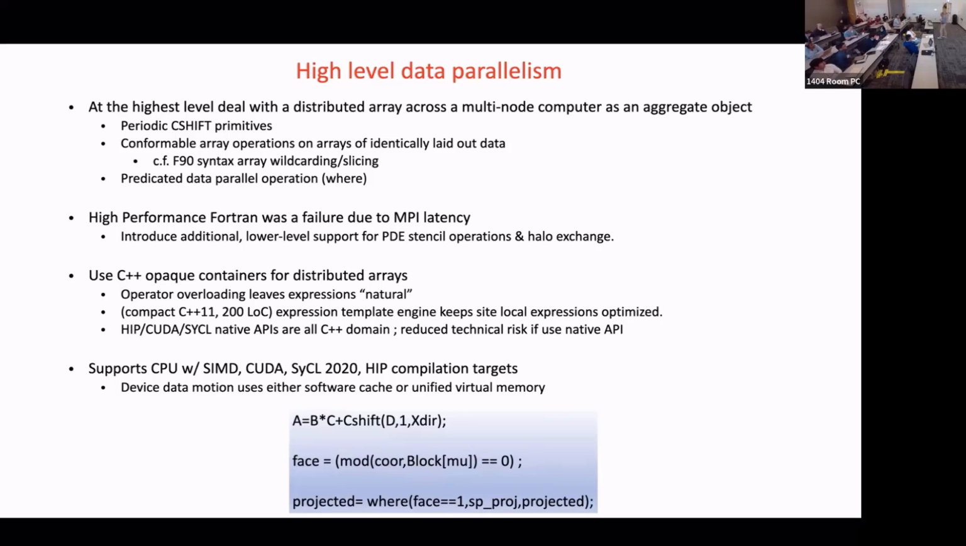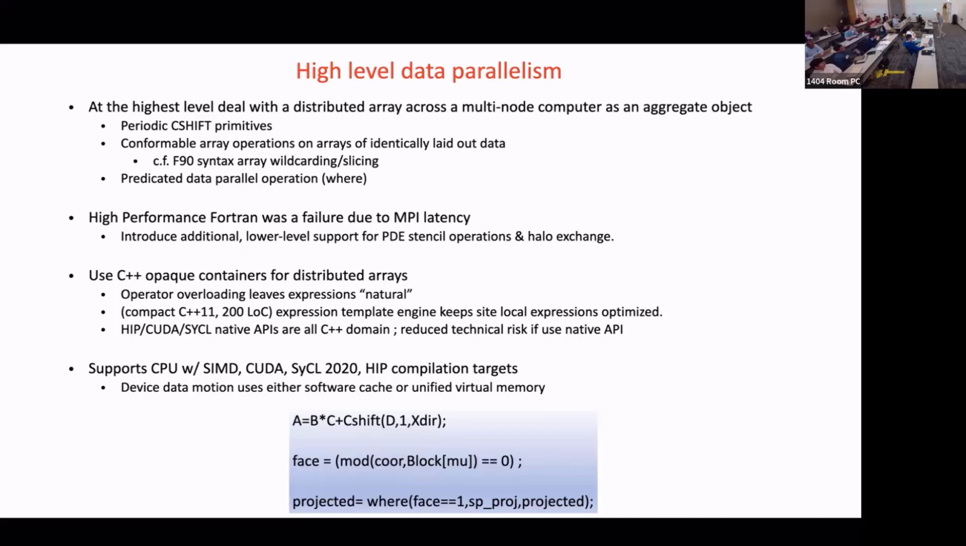Largely due to MPI latency, but also if you have a series of things, if you're calling C shift in X, Y, Z, and T, positive and negative directions, you want to overlap all of that with each other concurrently instead of doing them one at a time. So the interface for HPF is still kind of wrong because your C shift this, C shift that, is coding one at a time.